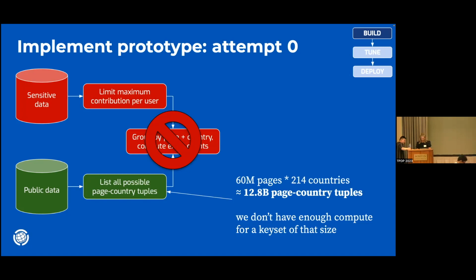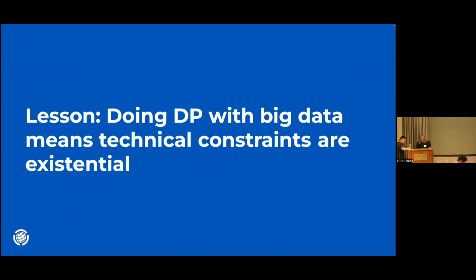We could do it eventually, but it would make everybody who's also using the cluster really mad because we'd use 100% of the Spark cluster for multiple days. And we just don't want to do that. So what's a lesson here? Doing DP with big data means that technical constraints are actually existential to the success of a project. If you can't work around these technical constraints or within them, you're going to have some issues.